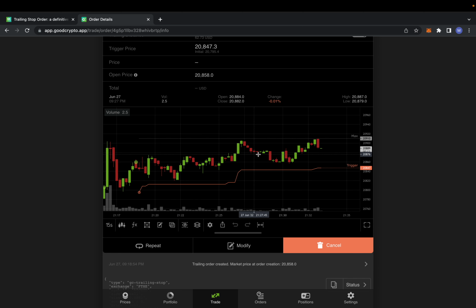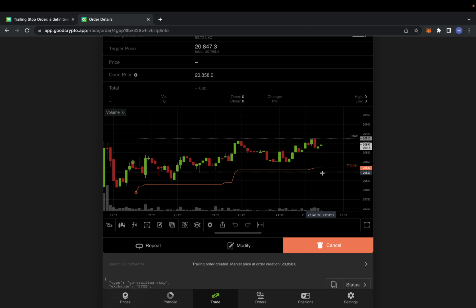Okay, that's pretty much it. Let's just look here, we've got another price improvement. The new max was found here, so you can see that's the improvement the trailing stop order allowed us to have.